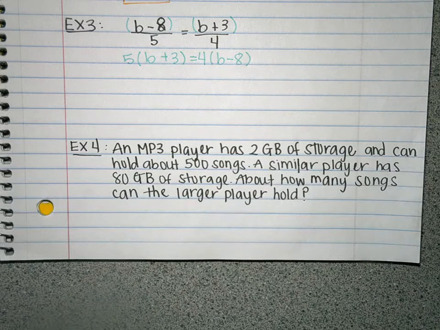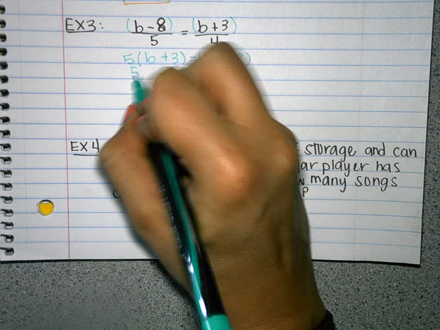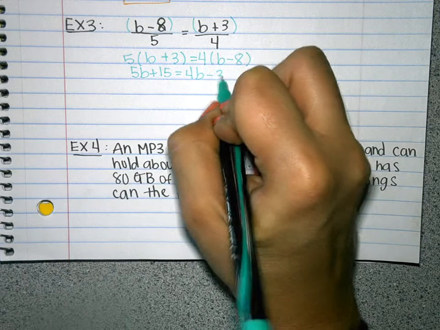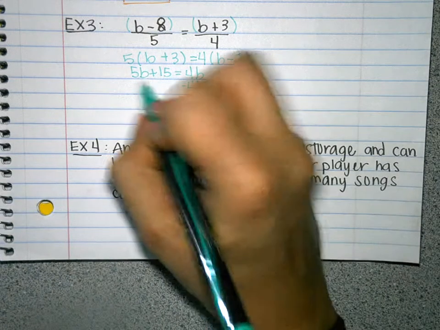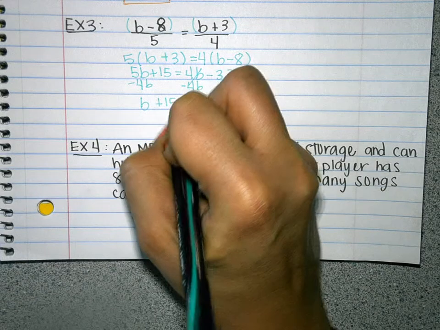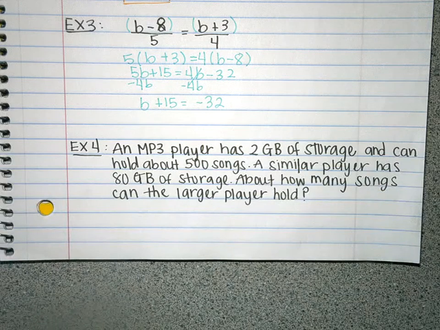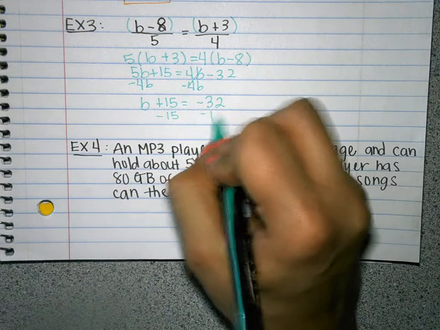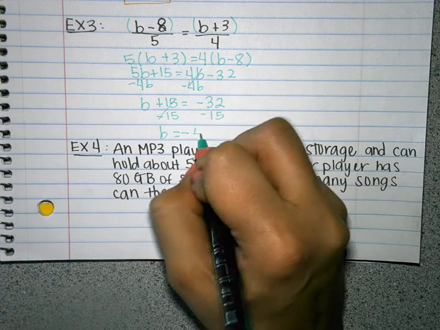And then we solve just like we solved other equations at the beginning of the unit. So I'm going to distribute: 5b plus 15 equals 4b minus 32. I'm going to subtract 4b from both sides. So we get 1b plus 15 equals negative 32. And then subtract 15. So we end up with b equals negative 47.